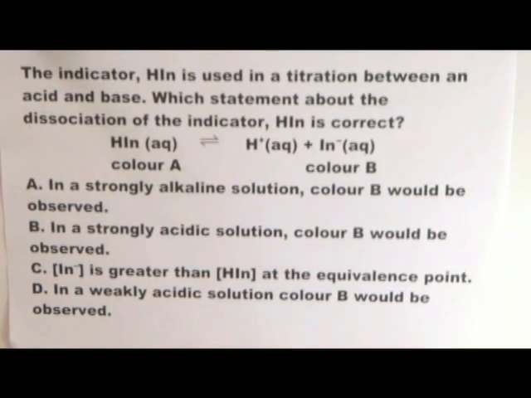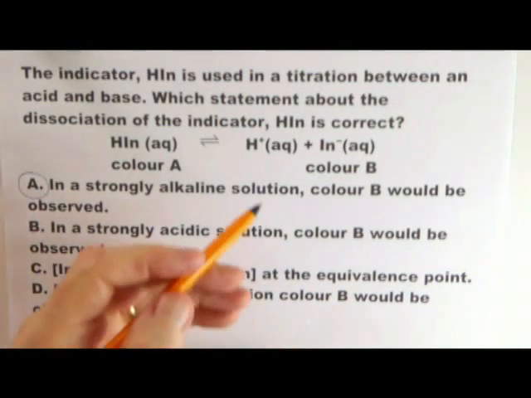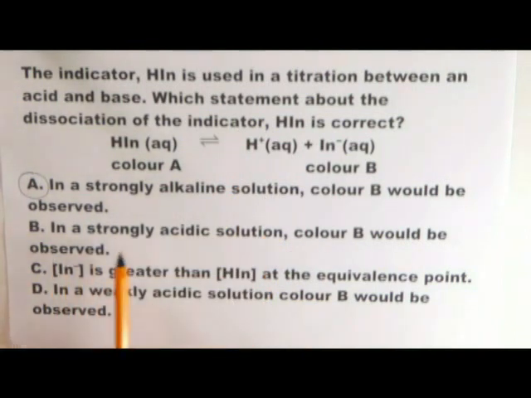This is another question based on the same reversible equation for an indicator. And we know the same thing. In strongly alkaline solution, colour B would be observed. Yes, absolutely. It's the same answer. Strongly alkaline solution, because the alkaline absorbs the hydrogen ion. Strongly acidic solution, colour B would it be observed?